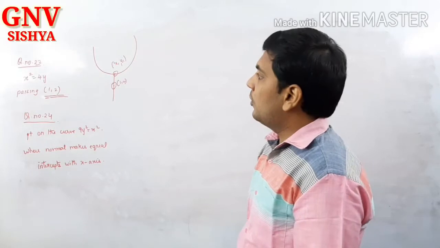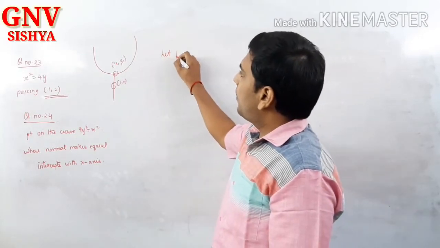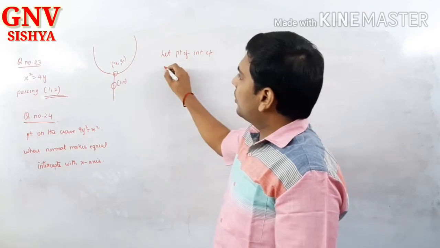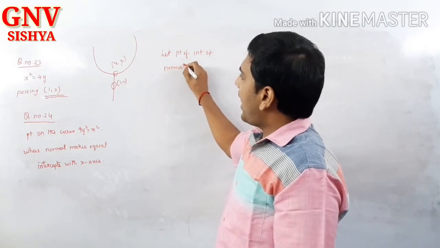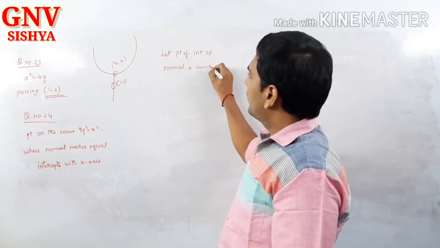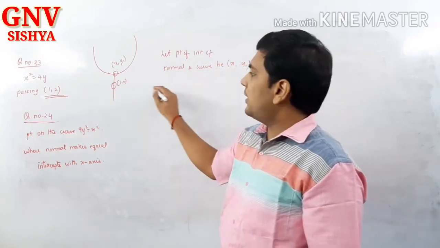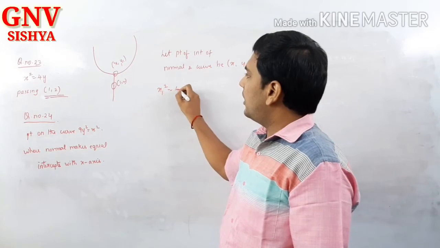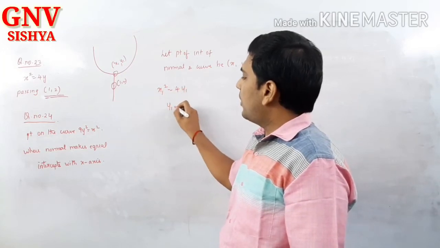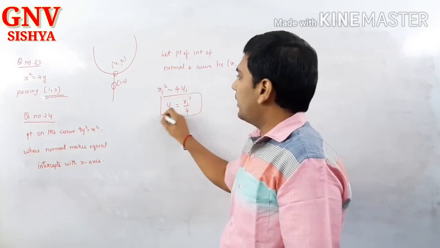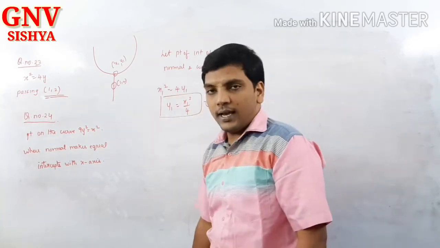So first, let the point of intersection of the normal and the curve be x1, y1. So if I substitute, what will happen? x1 square is equal to 4y1. So y1 is equal to x1 square by 4. Let it be equation number 1. Can you understand? Yes, super.